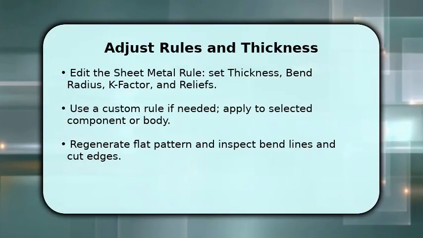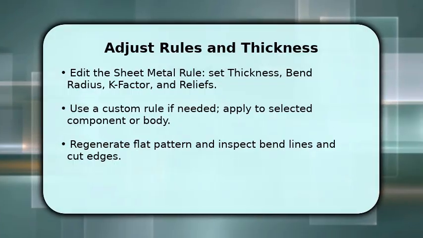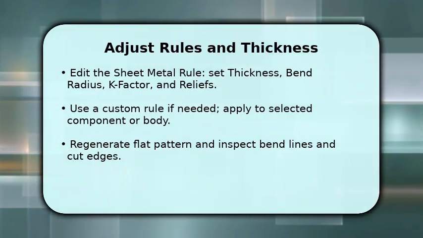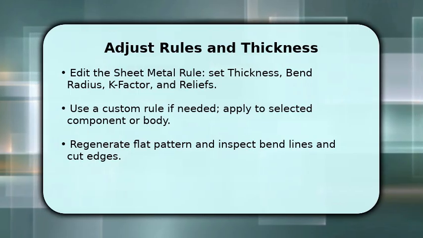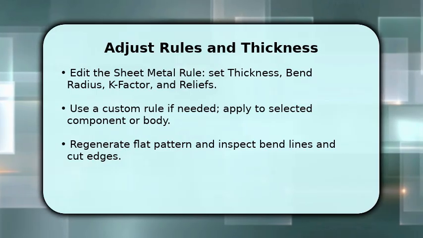Now edit the sheet metal rule itself. Change thickness to the desired value and confirm bend radius and K-factor match manufacturing needs. If the stock rules do not fit, create a custom rule and name it clearly, then apply that rule to the selected body or component.